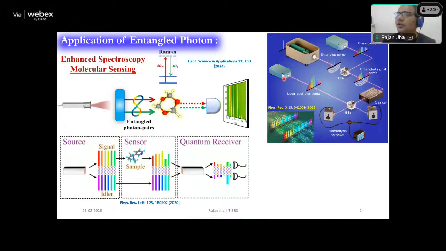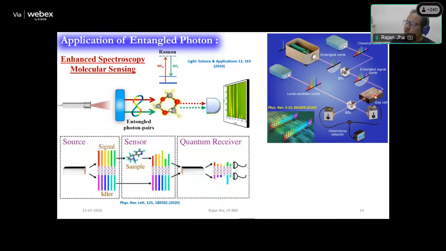You have this entangled signal comb. Again, this is a local oscillator. That means you are going to have two beams. Now, this entangled signal comb is passing through some gas cell. This gas cell, whatever you are seeing here, is the one where you have put the molecules of the gas which you are interested to study, and then you put it through a beam splitter, and then you again do the coincidence measurement. From the coincidence measurement, you can identify the nature of the gas that is present.